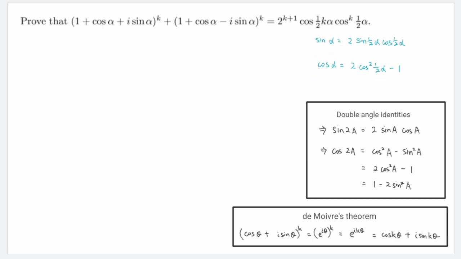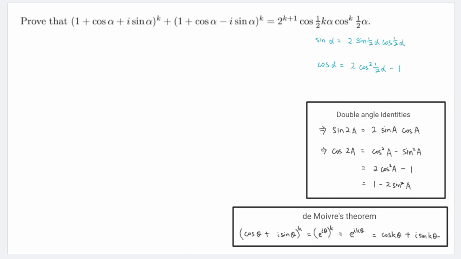Now, there are 2 reasons why I picked this identity. The first reason is because if I look at the right-hand side of the equation, there is a common factor of 2 to the power k plus 1. So from there, I can tell I will most likely need a factor of 2 in my identity. Now that of course gives us 2 possibilities here, either 2 cos square a minus 1 or 1 minus 2 sine square a.